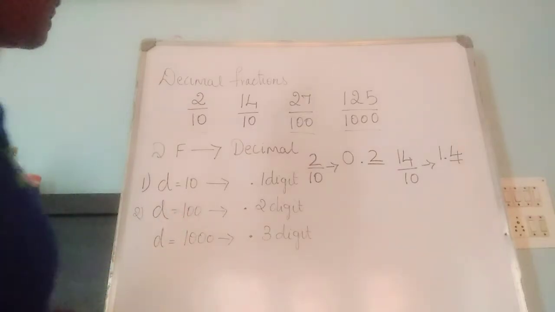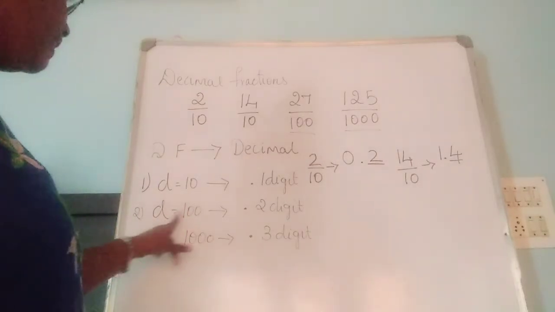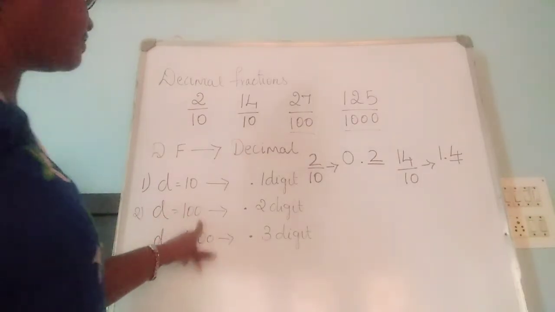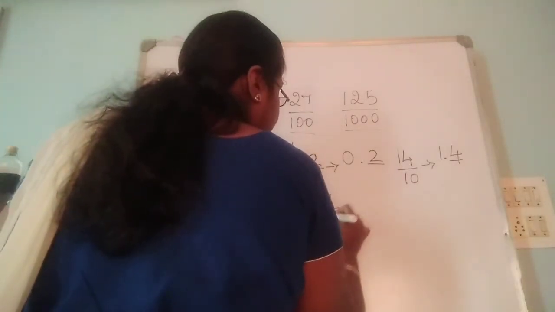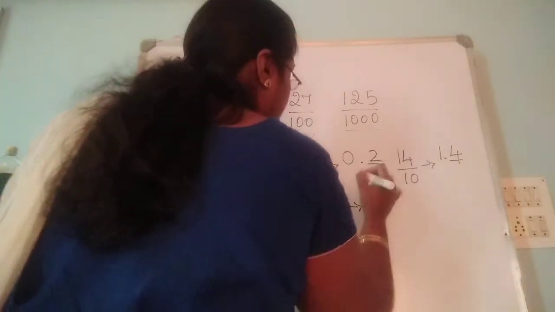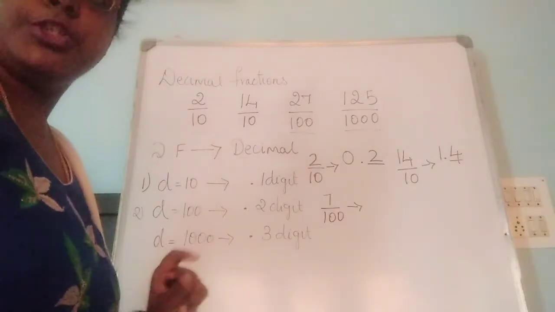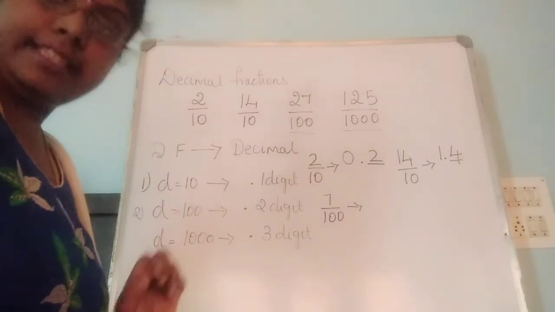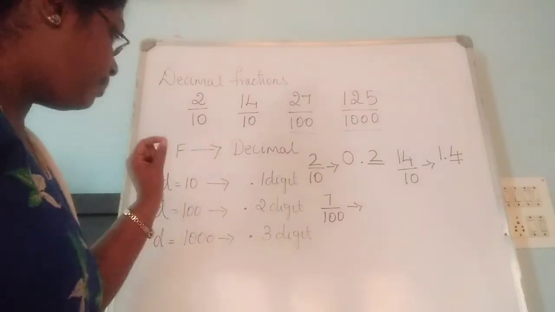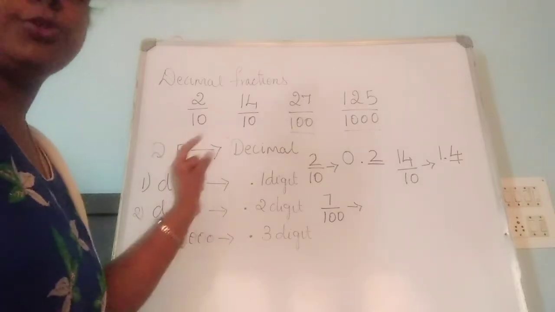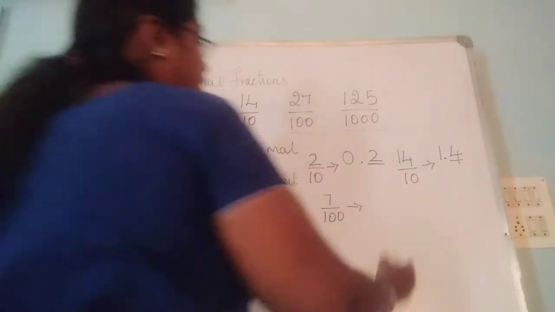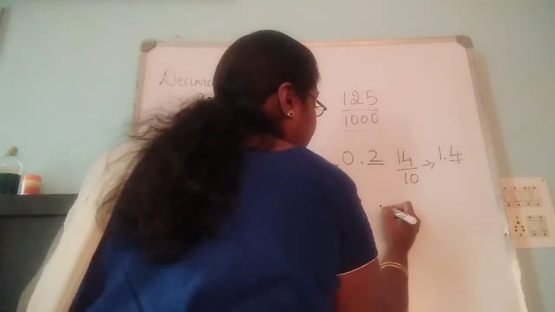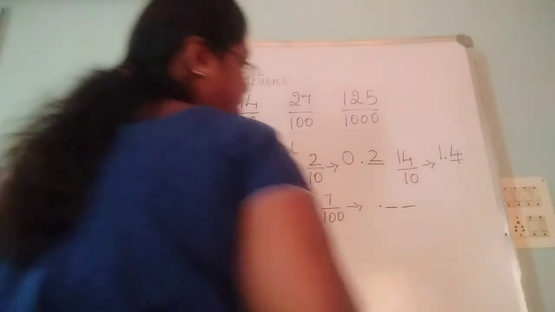Now we will come to the second criteria, that is if the denominator is 100. Let's take an example for 7 by 100. If your denominator is 100, then you will have to keep a point and after the point you should have 2 digits. So keep a point and mark 2 digits.